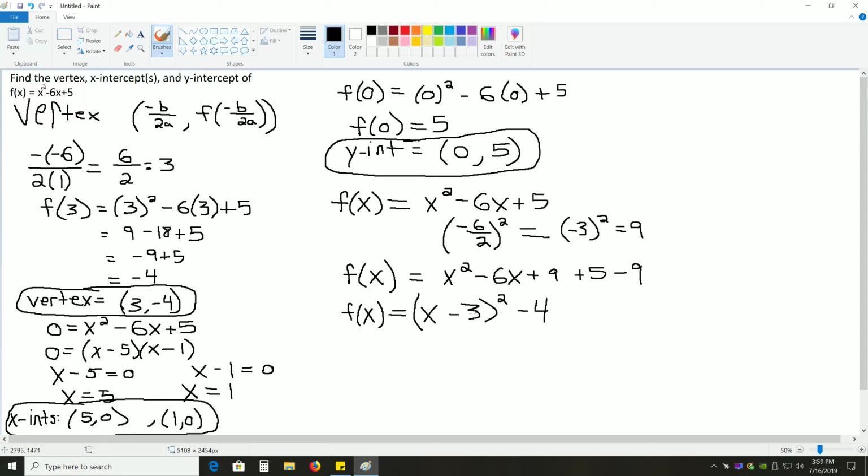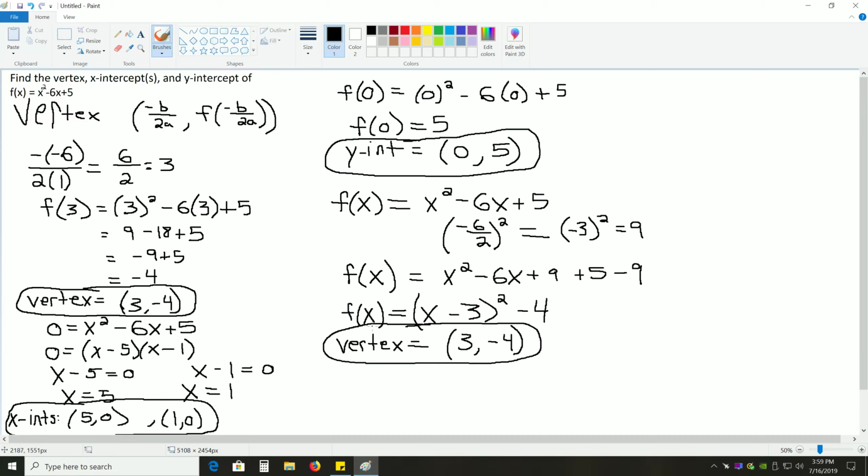So the way it works is once you have it written like this simplified form with something raised to a second power, the vertex is equal to the opposite of what's in the parentheses with your x. So since there is a negative 3 in here, it's going to be a positive 3 for the vertex. And then whatever is on the outside will keep its sign. This negative 4 will stay negative 4. And we get that the vertex is 3 comma negative 4 again, just like we had with the other method.